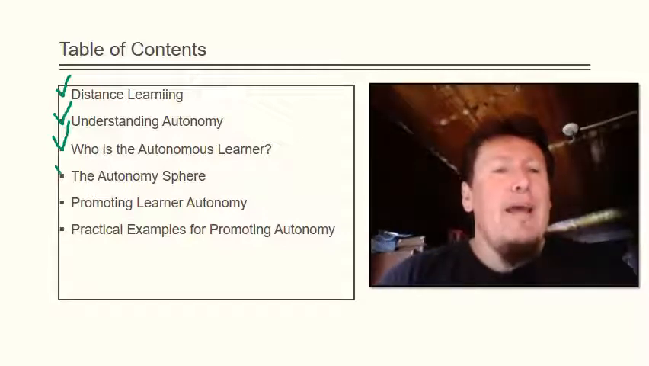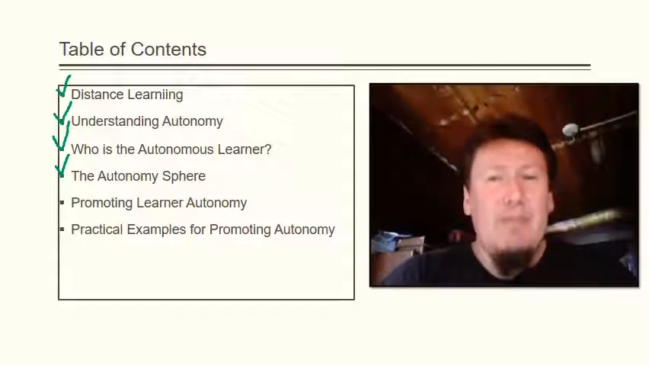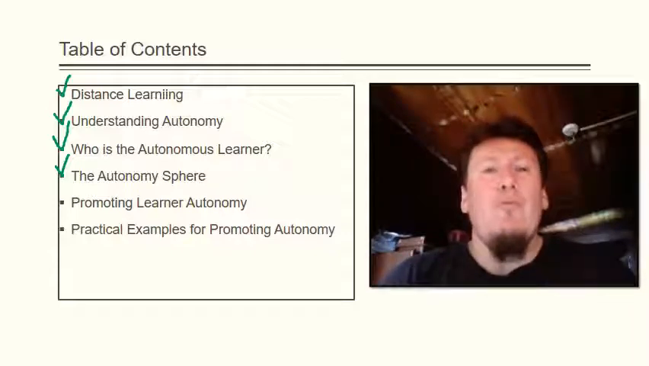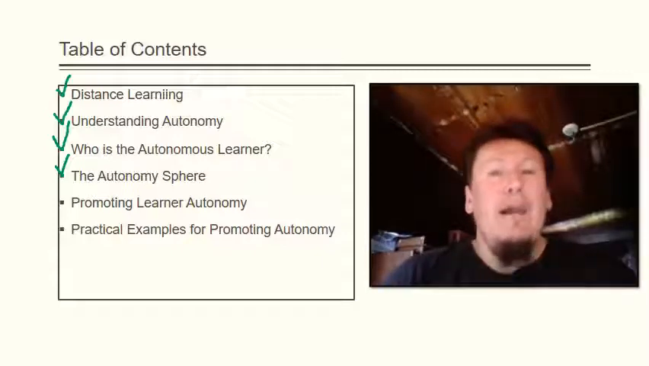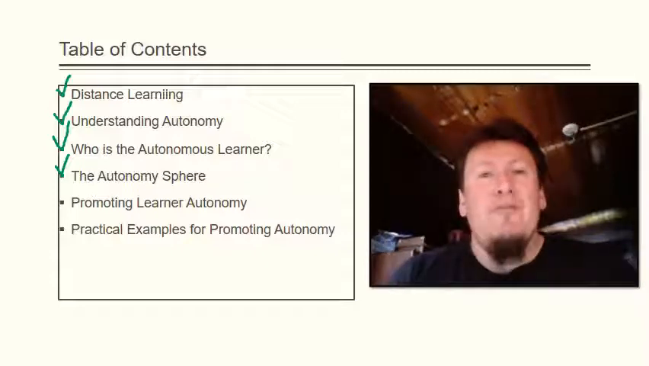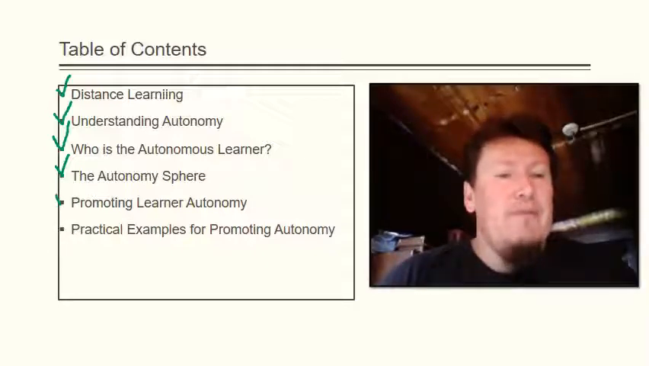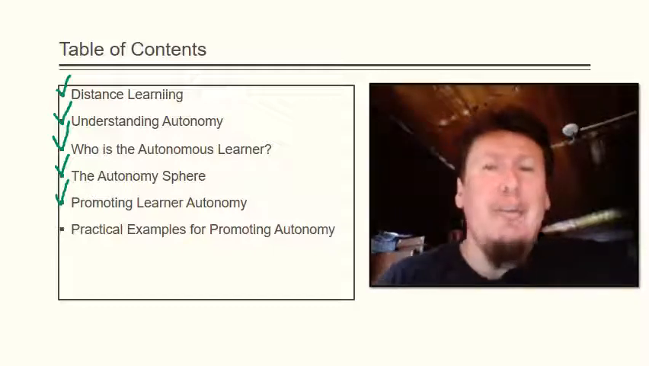After that, we'll get into a graphic, which is what I'm putting here as the autonomy sphere. This is just a graphical representation of who the autonomous learner is and all of the delegations he or she needs to address in order to fulfill that autonomy. Now, obviously, we want to transfer this into the distance environment. The follow-up after that will be some ideas on promoting learner autonomy.